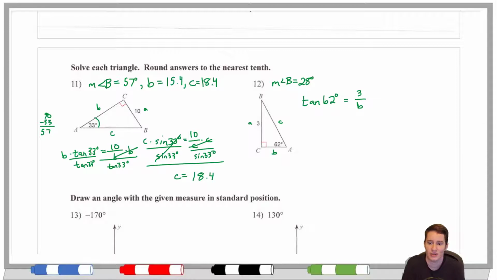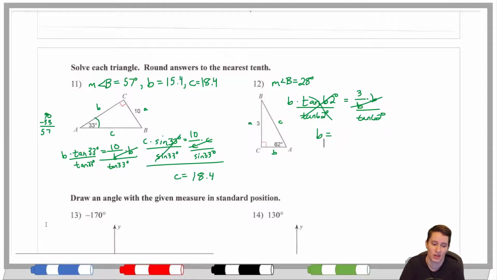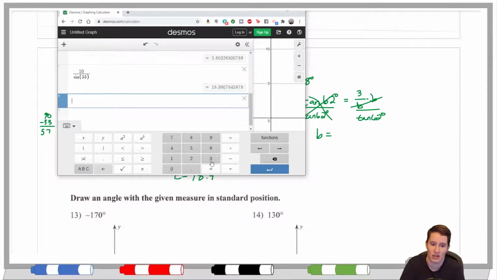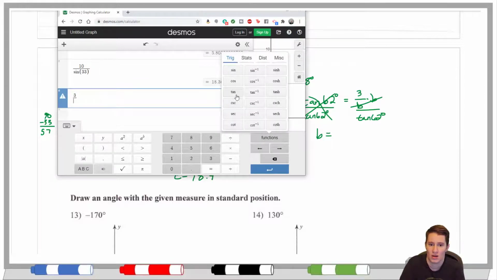If you've done enough of these, then you may have the pattern down here so that as soon as you see b's on the bottom, you know, oh, I'm going to do 3 divided by tangent of 62. That's great. I'm a fan of noticing patterns and being able to do less work because of that. But you do want to make sure that you actually have it down well enough to do that.